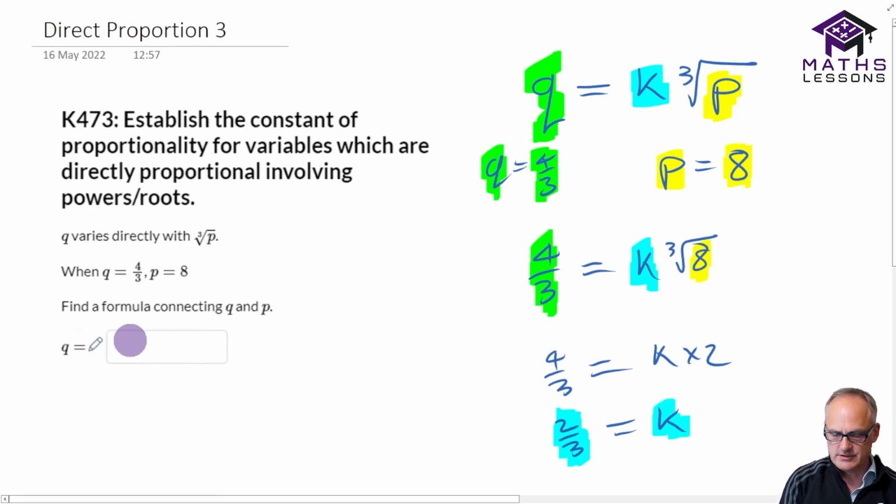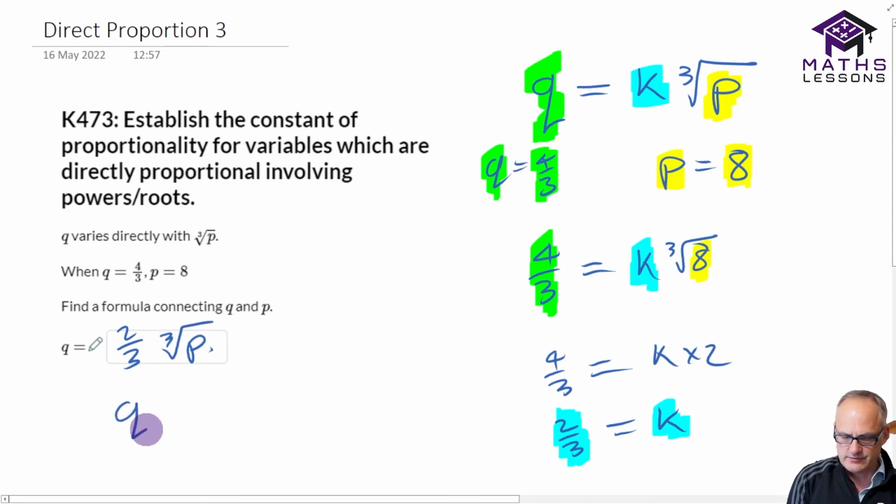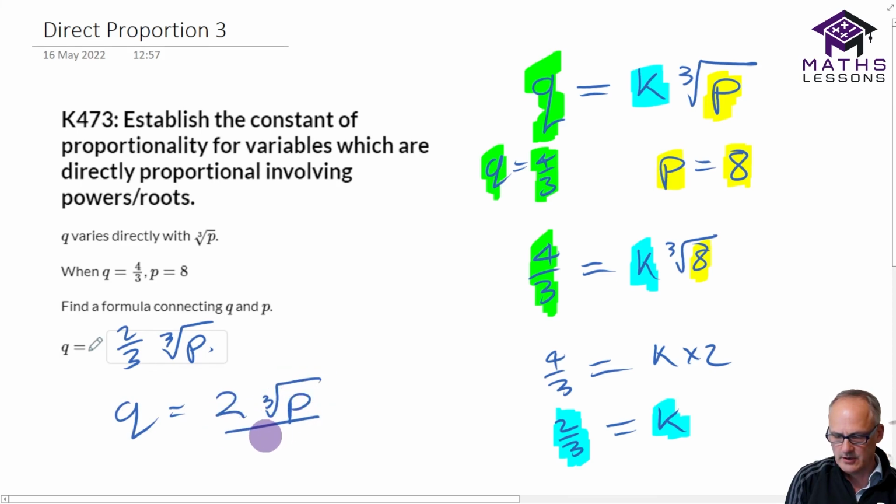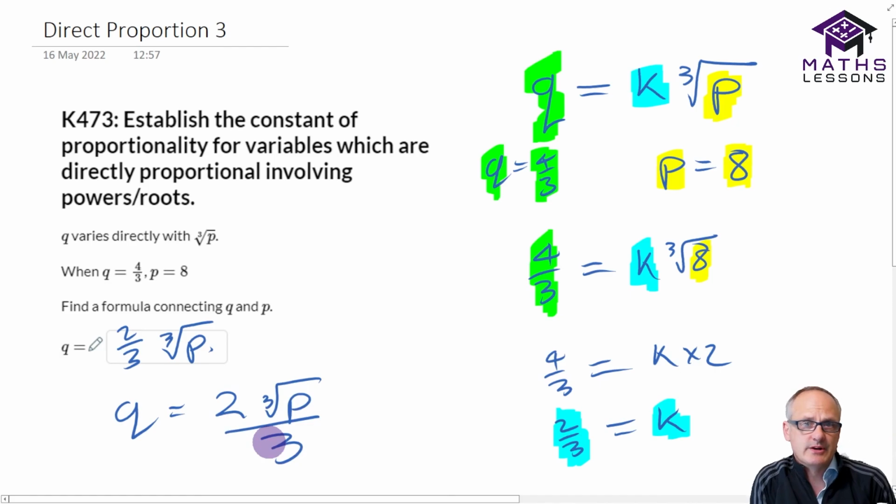So we can write Q equals 2/3 times the cube root of P. A better way to write this would probably be 2 times the cube root of P over 3, but it really doesn't matter which you choose as your answer.